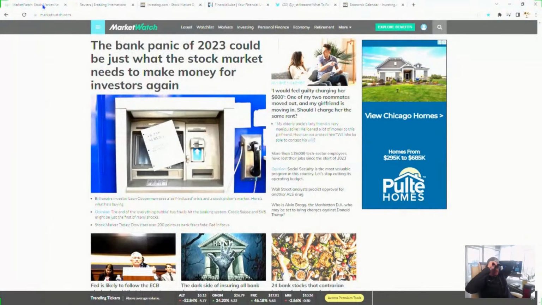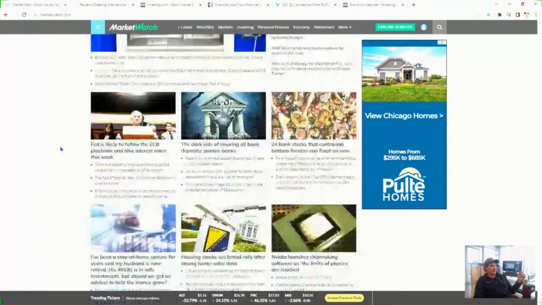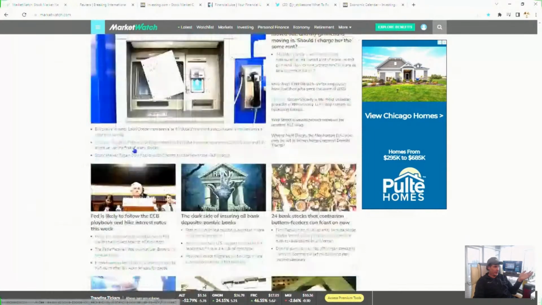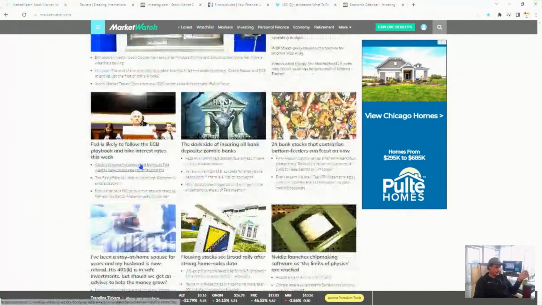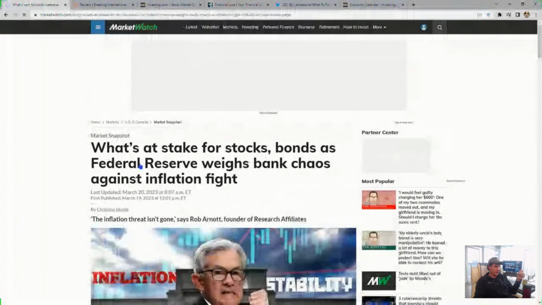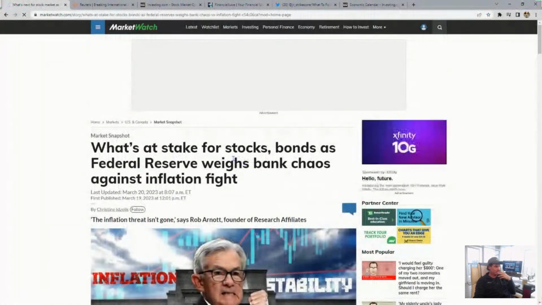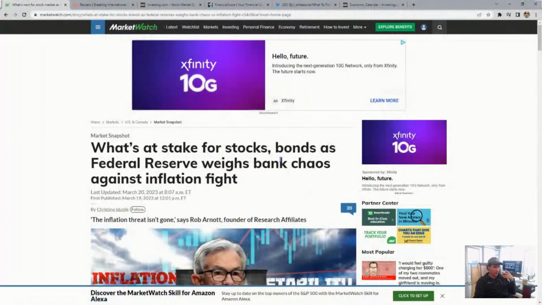So let's circle back to what you're going to look at first thing in the morning. I would look at this from 2 perspectives: 1, the evening, and 2, the morning. At the end of the day, when you're reading what happened earlier, what moved the market, there's going to be X amount of articles. You can simply pick the first one here. What's at stake for stocks, bonds, as Federal Reserve weighs bank chaos? Okay, so there's one article.